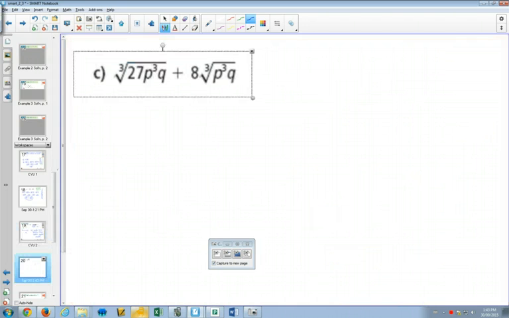And part C, where is this defined? First of all, they're cube roots. So for cube roots, it doesn't matter if it's positive or negative. So P could be any number, and Q could be any number.